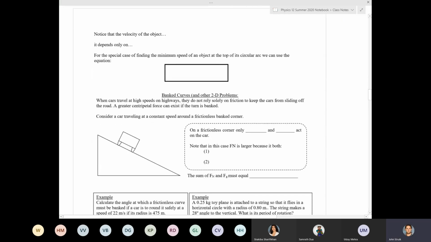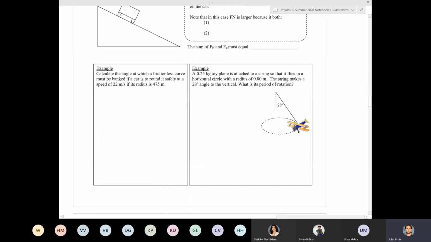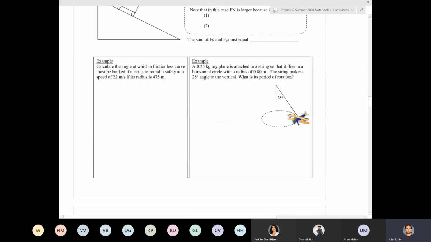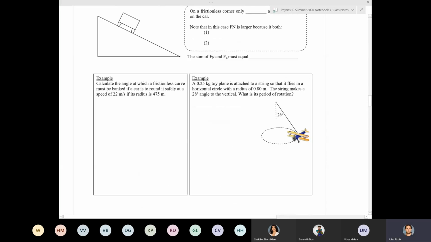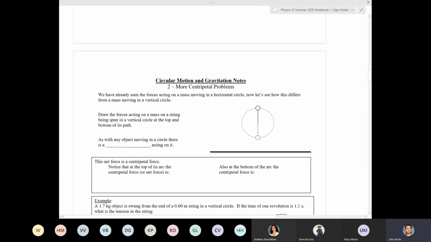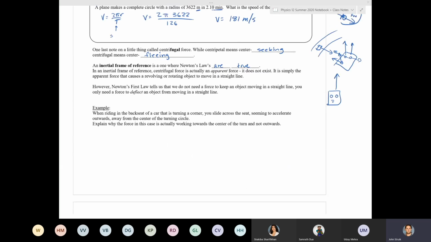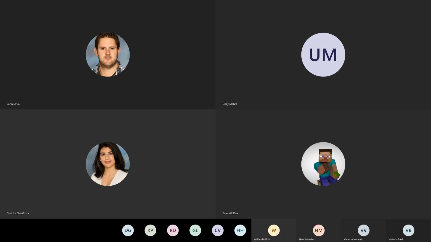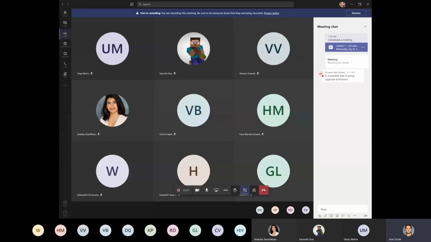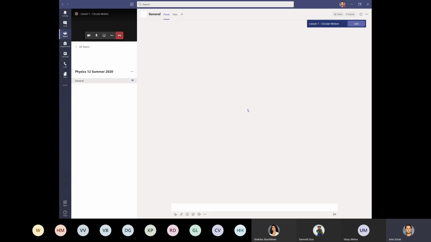Let me just see. I don't want to do bank curves for sure today. So yeah, let's just do lesson 2 tomorrow. Let me just check the worksheet here. And I'll share the screen so that you can see too. Oops. Okay. Come on, Teams. There we go.